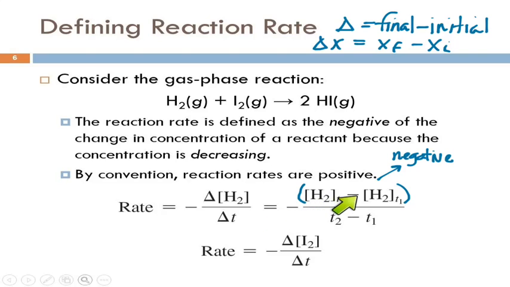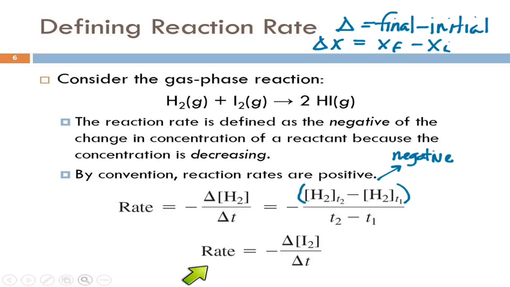So it's the final amount minus the initial amount. That's the change in the hydrogen, the reactant concentration, divided by the change in time, which is the final time minus the initial time. The final time is always higher than the initial time, right? Because time only goes forward. It's convenient that way. So this is the rate equation for a reactant. You have to put a negative in there.